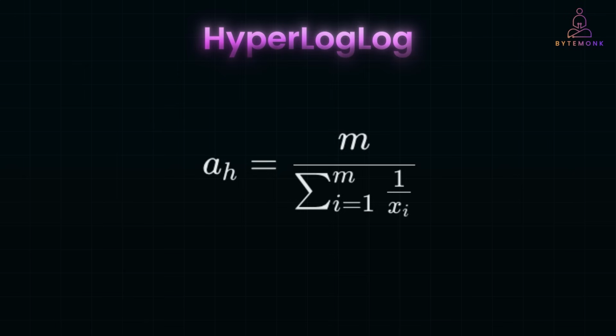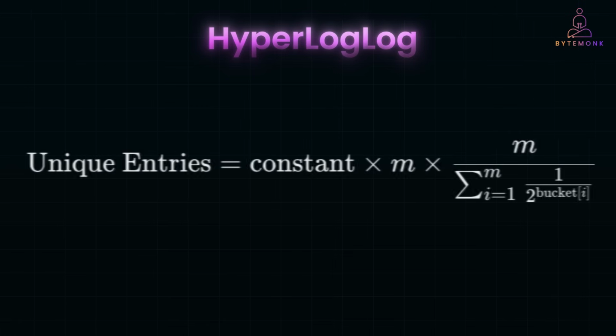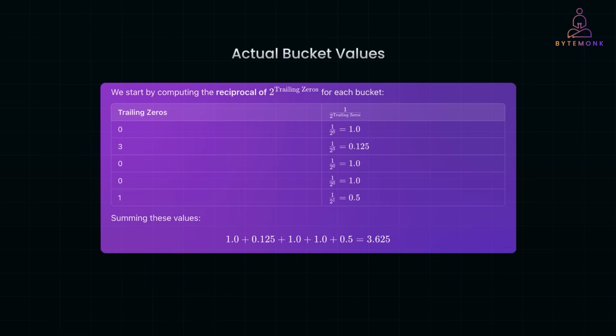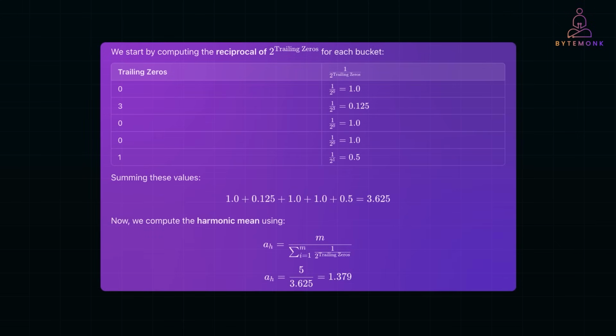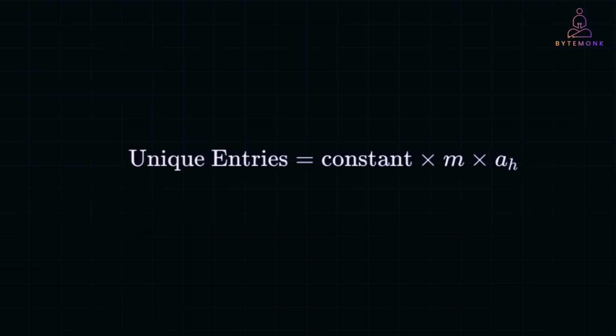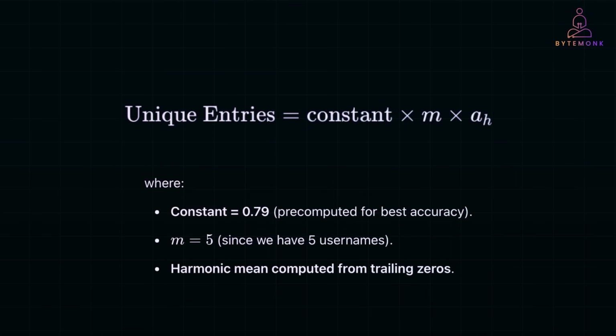Now, after plugging in the harmonic mean, our final formula for estimating unique entries transforms into the HyperLogLog equation, which looks like this. Let's plug in our actual bucket values to this formula. Summing these values, we get 3.625. And now we compute the harmonic mean using our formula of A sub H, which then becomes 5 by 3.625 or 1.379. And the final formula for unique entries is constant times m times A sub H, where constant is 0.79, the same pre-computed values for best accuracy, m equal to 5, and harmonic mean computed from trailing zeros.